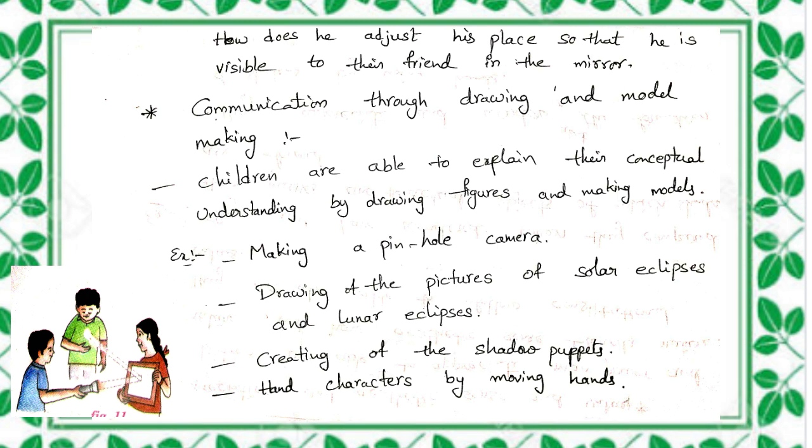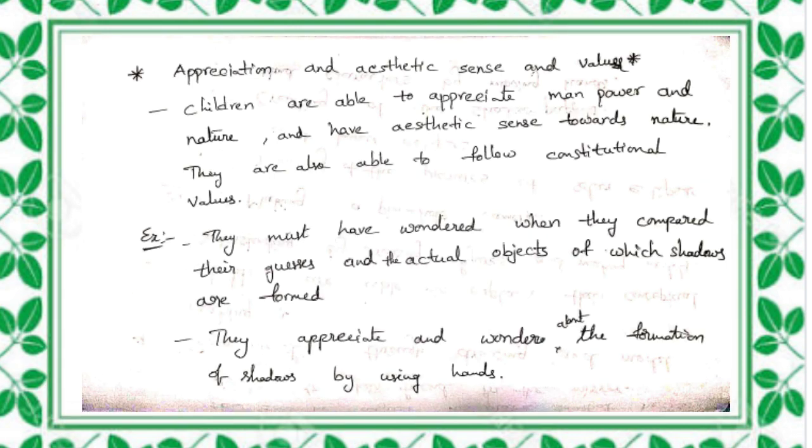Communication through drawing and model making. Children are able to explain their conceptual understanding by drawing figures and making models. Example: making a pinhole camera, drawing pictures of solar eclipse and lunar eclipse, creating shadow puppets, hand characters by moving hands.